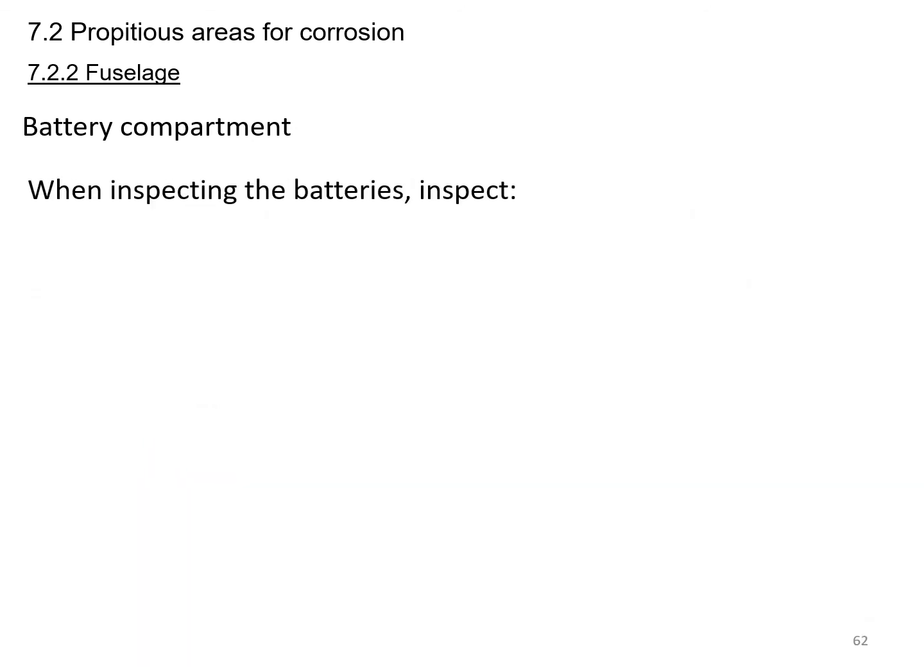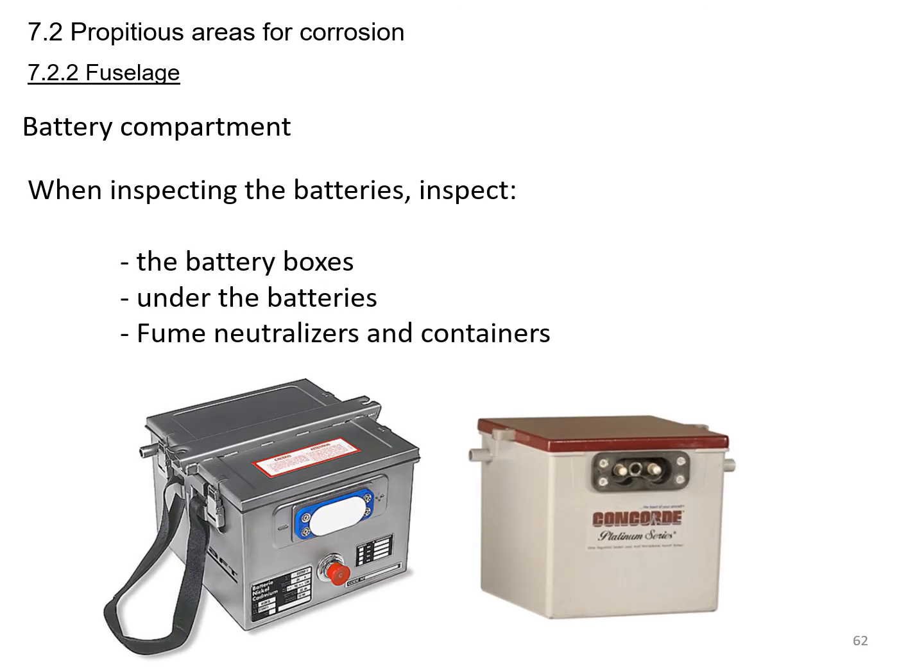When inspecting the batteries, inspect the boxes under the batteries and fume neutralizers and containers. Usually batteries on aircraft are encased in some sort of box, like those 2 examples we have there. These are not the actual batteries, but the containers, and they should be inspected inside to verify that there's no corrosion.